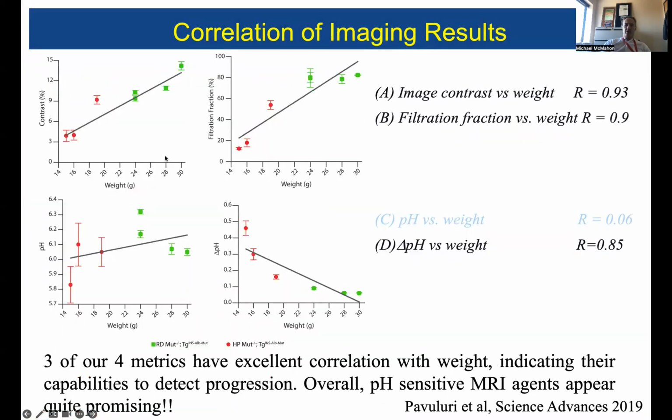And so we could actually look at a couple different metrics which we measured in addition: the amount of contrast, the perfusion of the imaging agent, the absolute pH and the variation in pH, and correlate that with weight in these mice. And we saw for 3 of these metrics an excellent correlation of our measurements with weight, so we thought this was a nice demonstration that we could use these metrics for looking at kidney function.